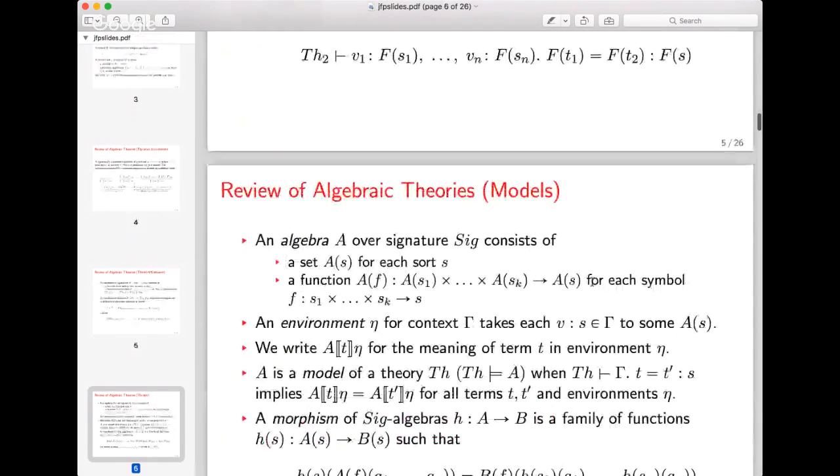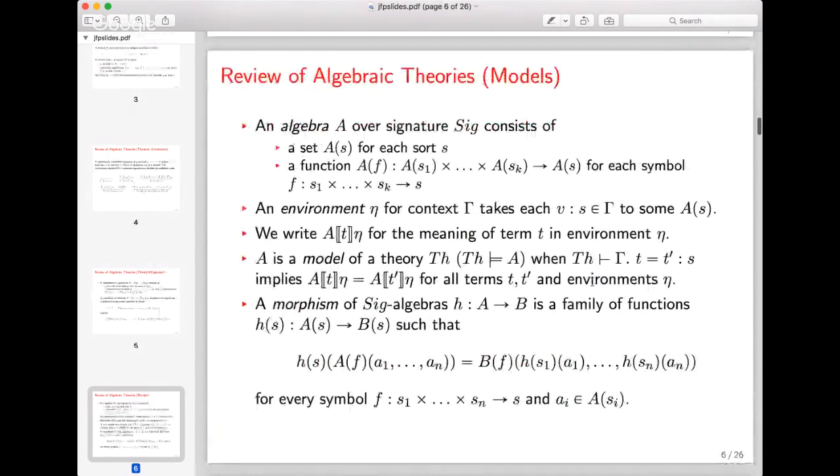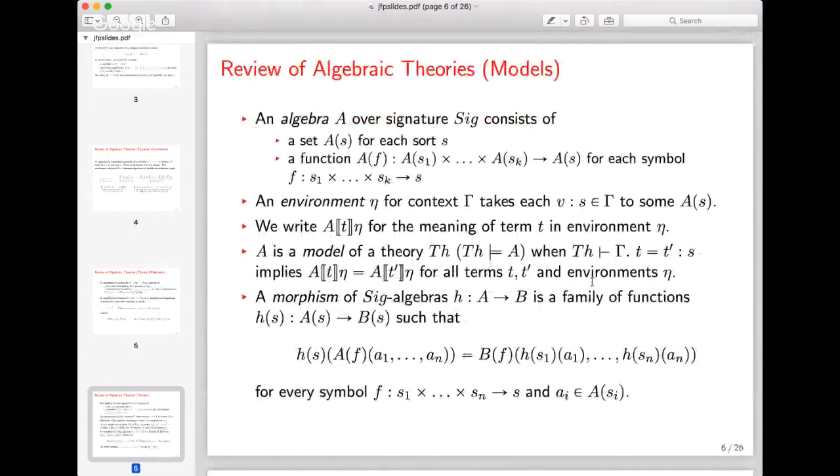And then there is also a notion of a model. So we have these theories which are just equations. What does it mean to have a model? That is to say, a structure that satisfies the equations. Well, these are called algebras in the literature. That's where algebraic theory comes from.